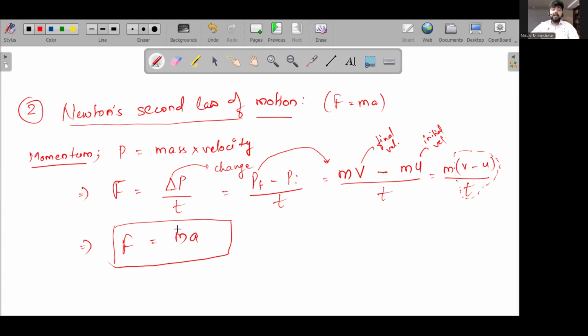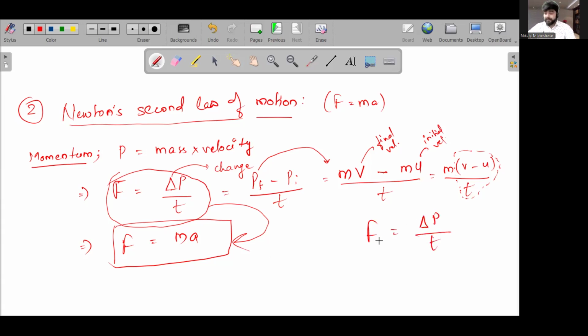And trust me, this particular formula sometimes can have more applications than force is equal to mass into acceleration. How, sir? We have seen mass into acceleration being used in a lot of places. I've never seen delta P over T being used. Let's understand how you use that formula. Please look at the formula again, everyone. F is equal to delta P over T.